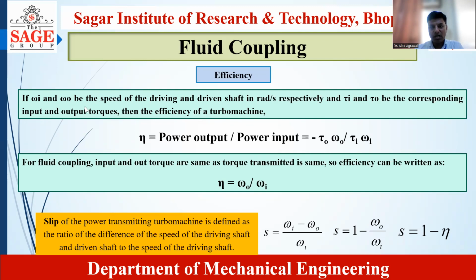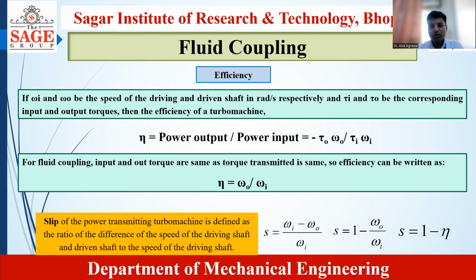And not in RPM, it is in radian per second. And tau I and tau 0 are the corresponding input and output torque on the shaft. Then the efficiency: what is the efficiency of any device? It is output upon input. So here also the efficiency of this turbo machine will be power output upon power input.